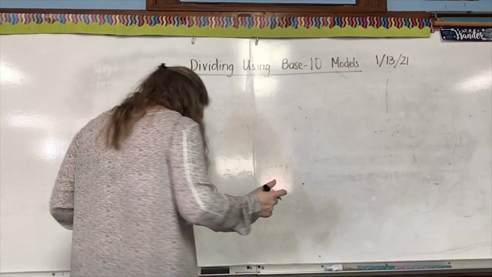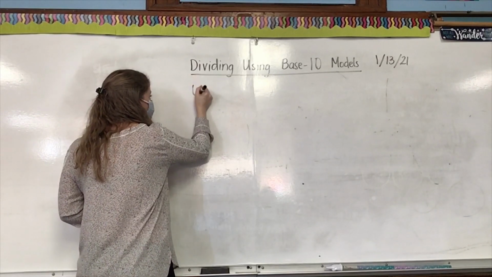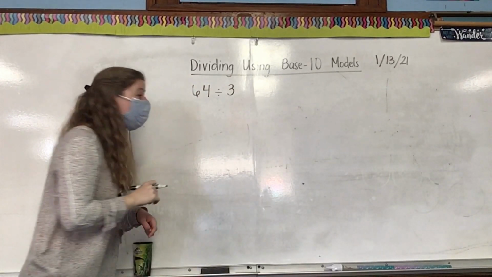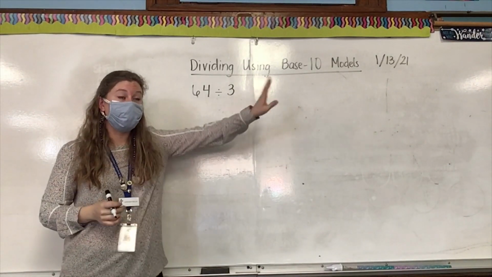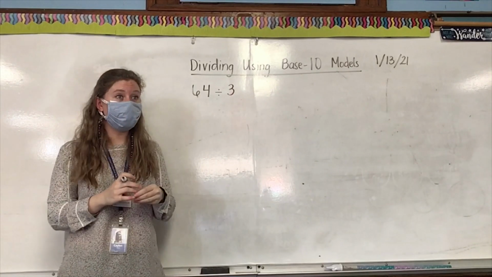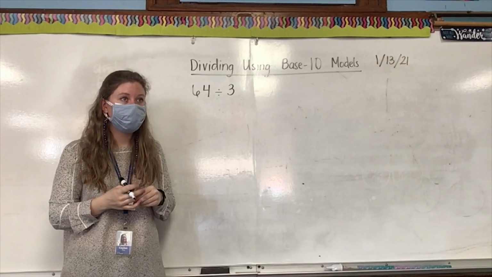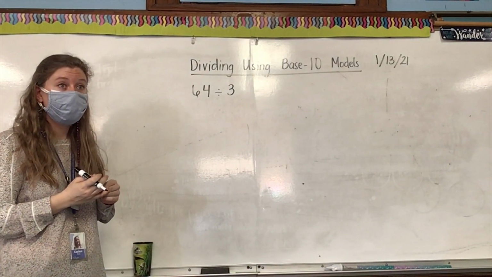Mason, your problem is going to be 64 divided by 3. We're going to go through it step by step. Remember, I'm going to say, what's step 1? You're going to read it, and then tell me what to do. Mason, what is step 1? Model the dividend. Okay, how do I do that?